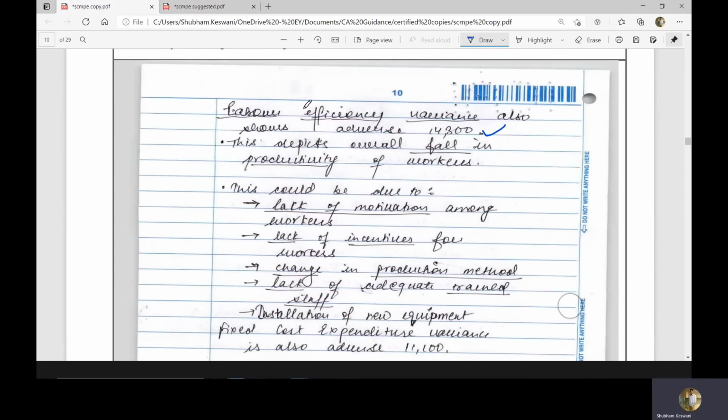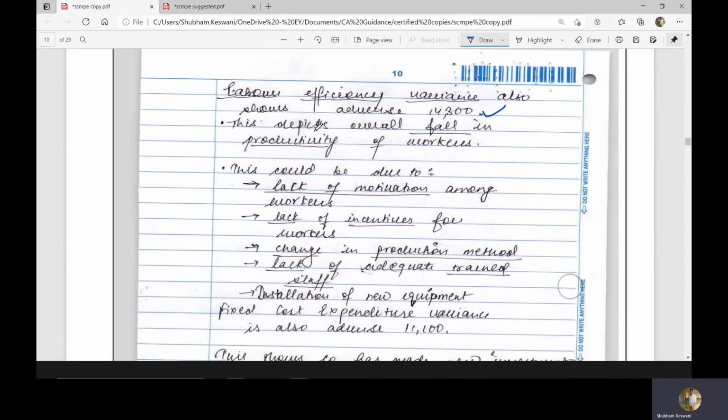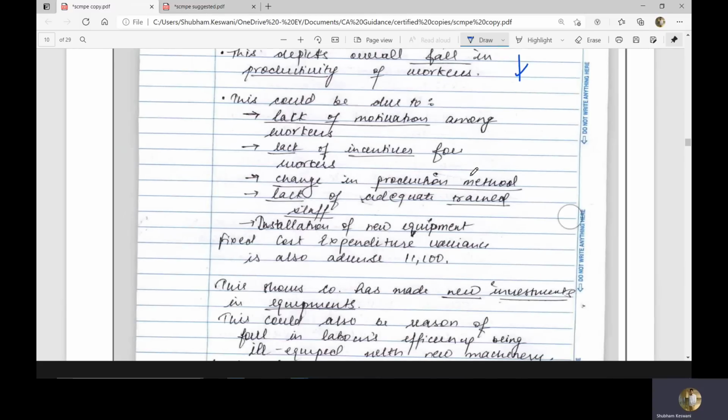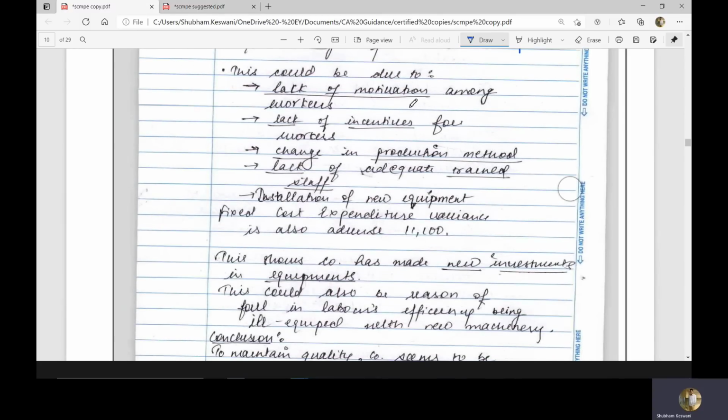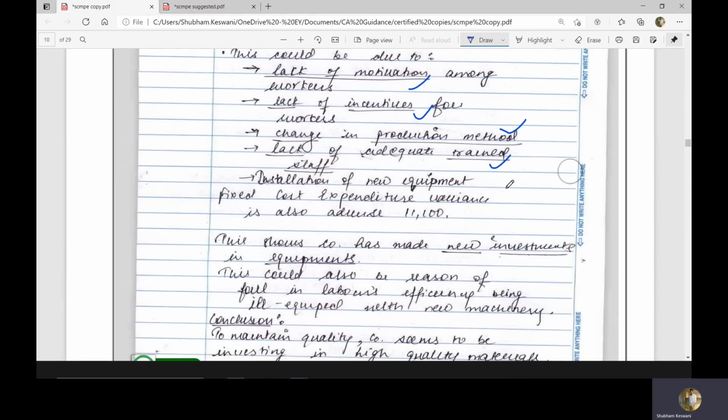Again, the labor efficiency variance is adverse 14,300. Now what do we mean by labor efficiency variance? It means the productivity has gone down. Now what could be the reasons for the loss of productivity? Lack of motivation, lack of incentives, change in production method. Because if there is a change in production method, it will take time for the workers to get equipped with the new technology and the way the technology is working. Now lack of adequately trained staff. If the training is reduced, the efficiency also falls.